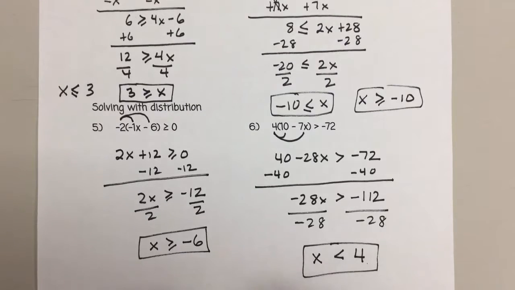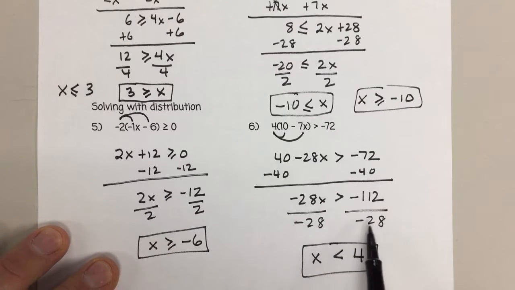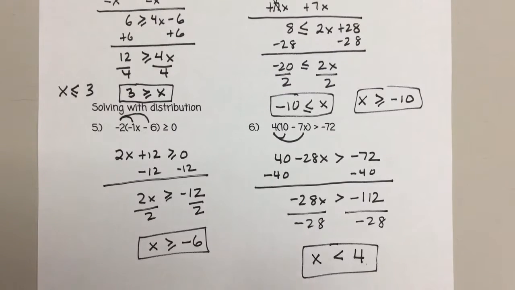So solving three-step inequalities is very similar to solving three-step equations, which we did in our first unit. The only thing you need to remember is if you have to divide or multiply by a negative number on both sides of an inequality, the direction of the inequality must change. Otherwise, all the steps are the same as we did back in Unit 1.